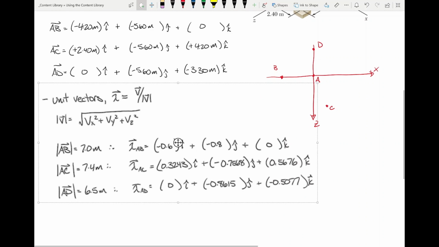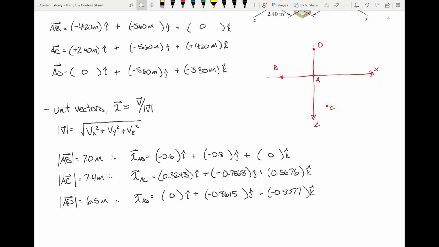Just to clarify, to get the negative 0.6, we're just taking negative 4.2 divided by 7. Yes, okay. So, for example, for AD, the way I'm getting these decimals is I'm taking this divided by that. Okay. This divided by that. It just happened to be a nice, quote unquote, pretty number with this because it's 3/5 and 4/5, but it's kind of messy with these. You could leave them in fractions if you want. Whatever you want to do. I don't care. So, is everybody okay with that?